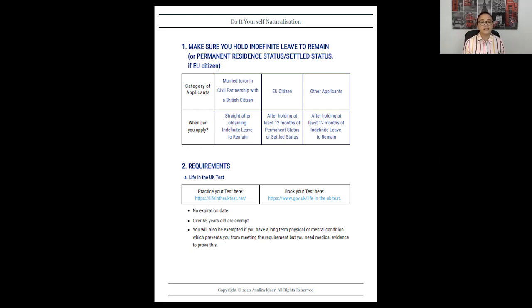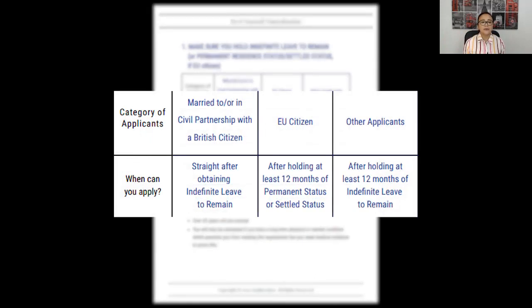So on the table here, we can see married to or in civil partnership with a British citizen. So if you're married to a British citizen or in civil partnership with a British citizen, that's one category. Then if you're an EU citizen, and for the rest of the other applicants. So if you are not an EU citizen or in civil partnership or married to a British citizen, then you belong to the other applicants. And then the question, when can you apply?